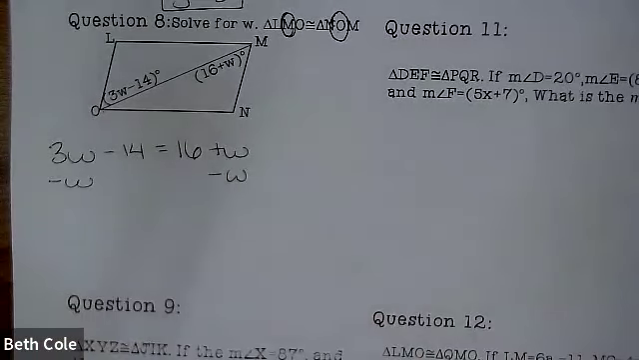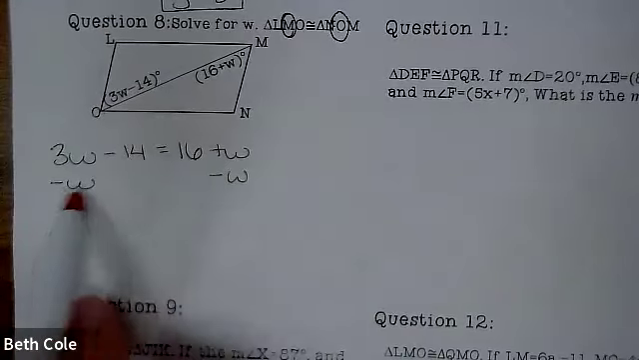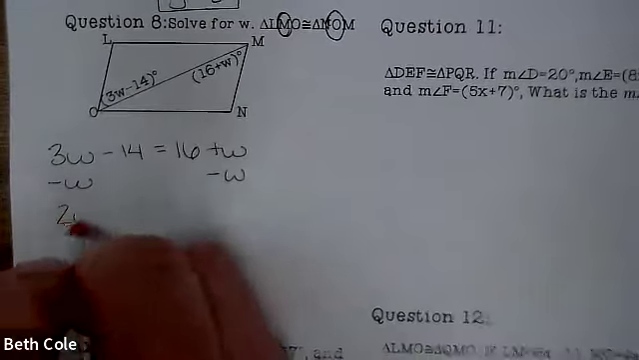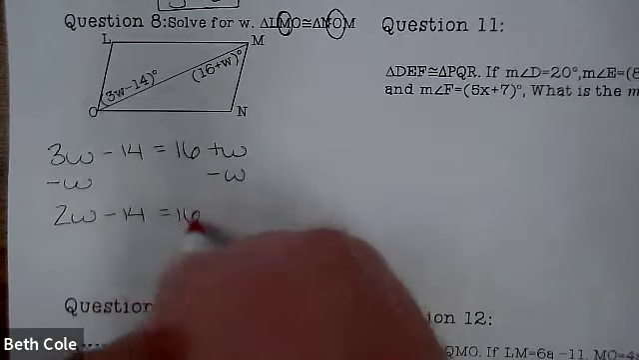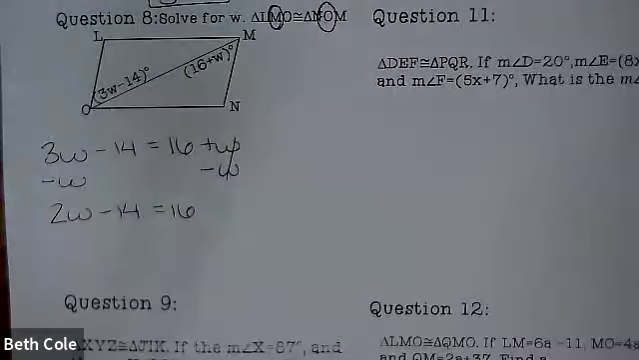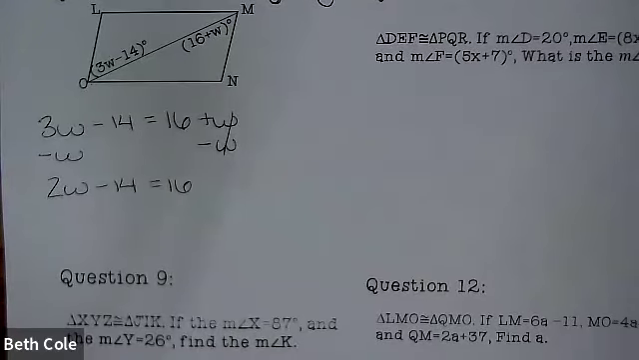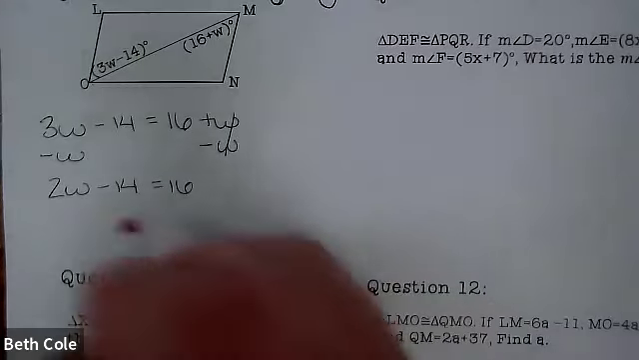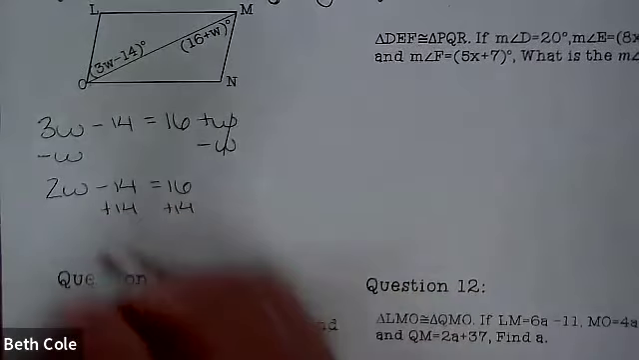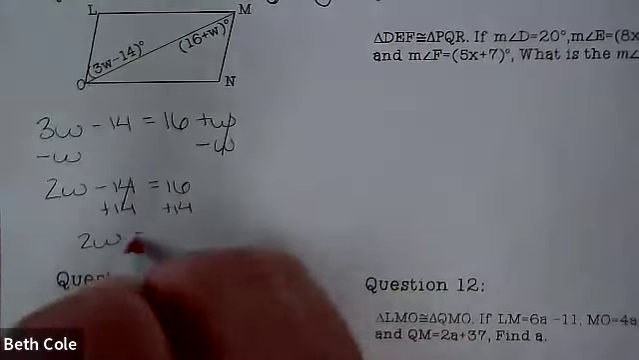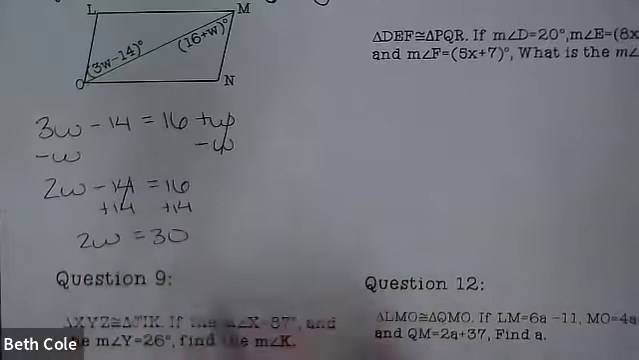So we're going to subtract W. It's really 1W. So what would that give you? 3W minus 1W, 2W minus 14 equals 16. We're just reviewing our algebra 1 skills here. All right, then what? We got 2 more steps here. Plus 14. That is going to give us 2W equals 30.